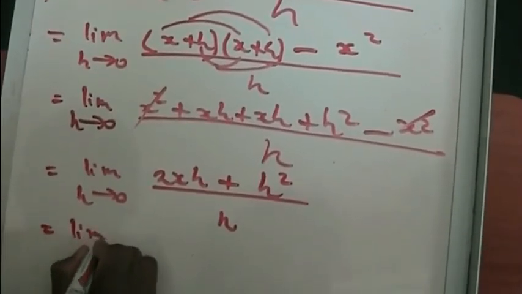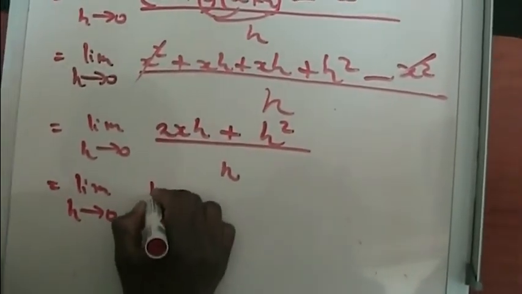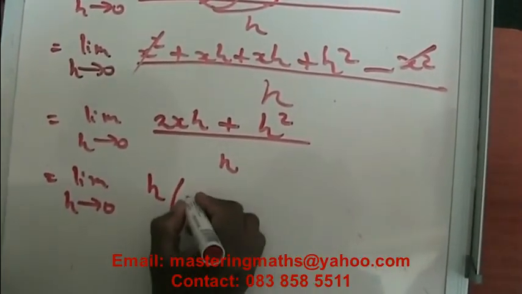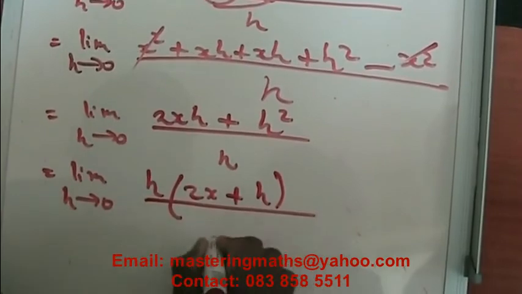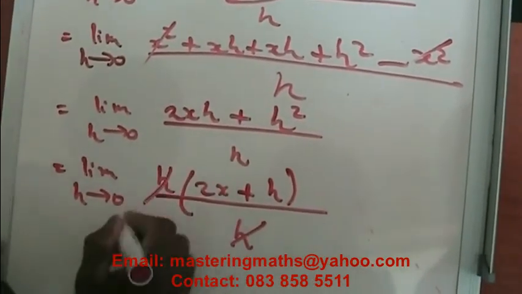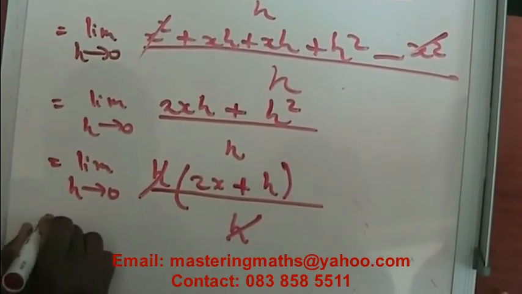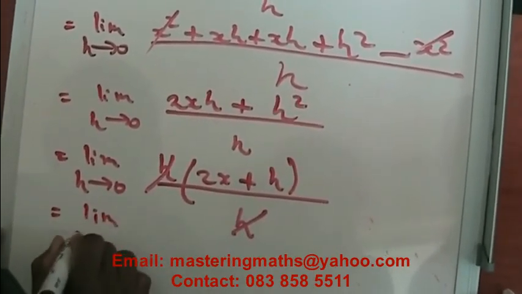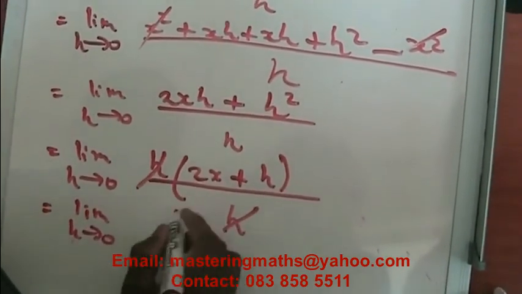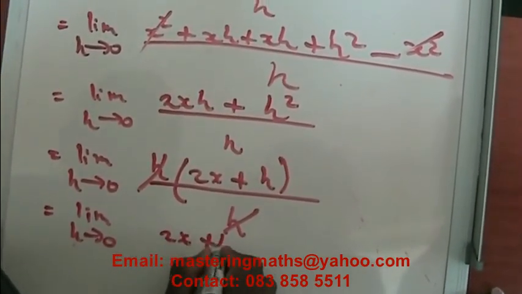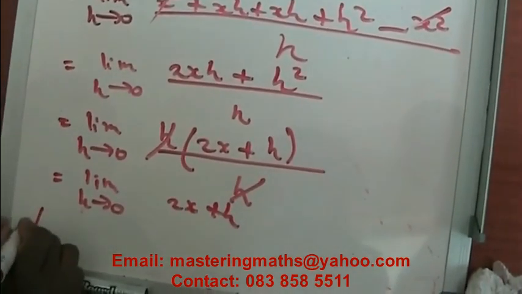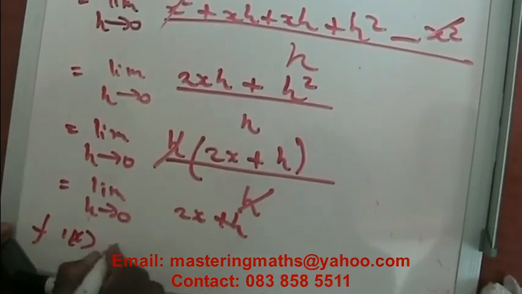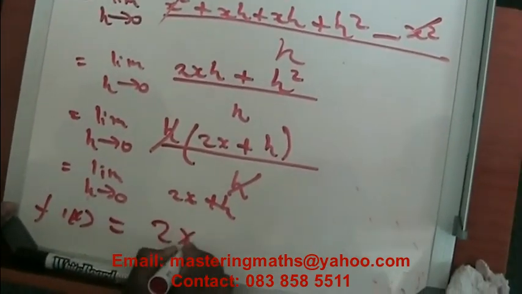That is equal to limit as h tends to 0, take out the common factor h, h into 2x plus h close brackets over h. Then this h and this h, they are gone. We are left with limit as h tends to 0 of 2x plus h. Then where there's h, you put 0. Therefore, f prime of x is equal to 2x.